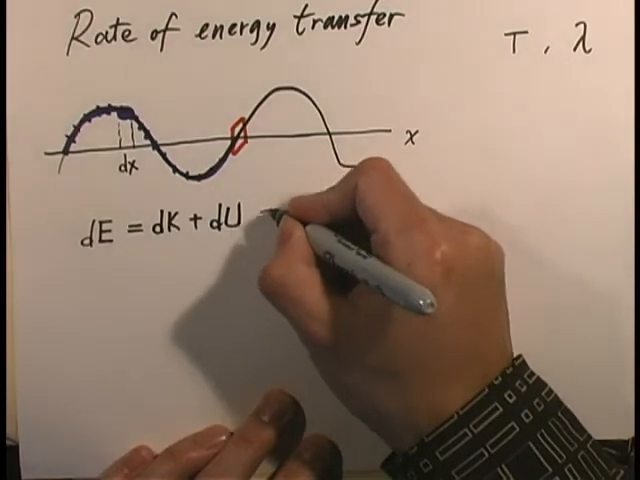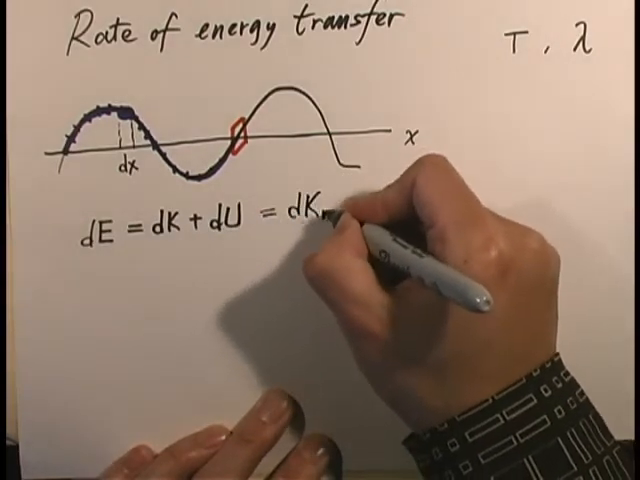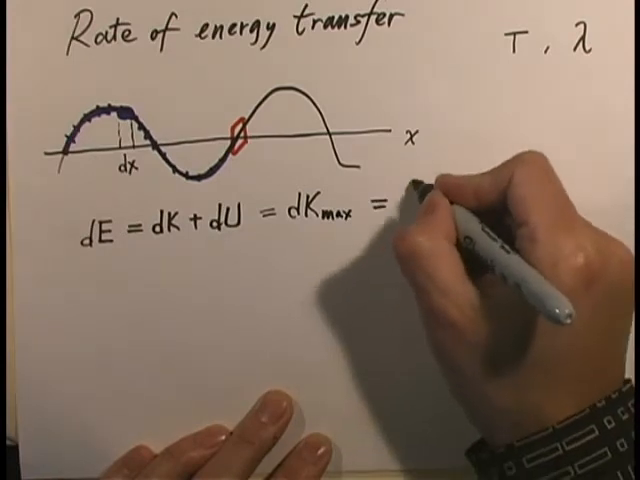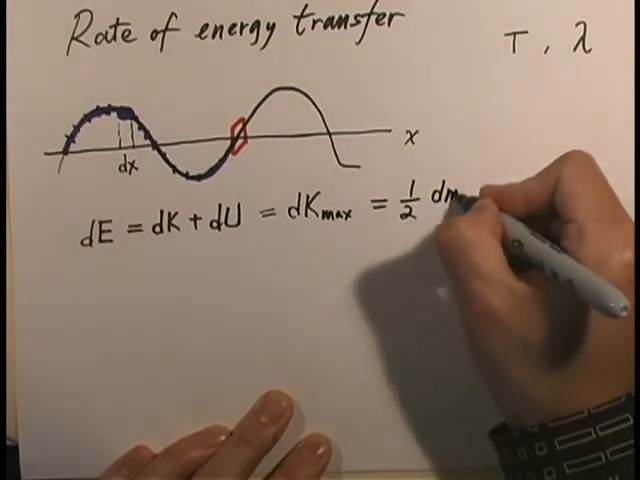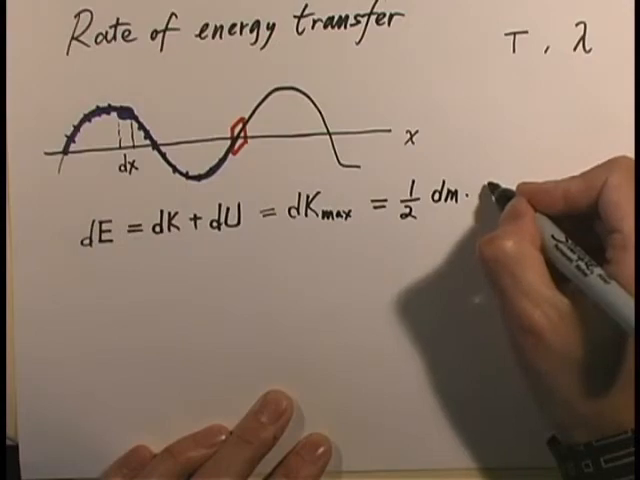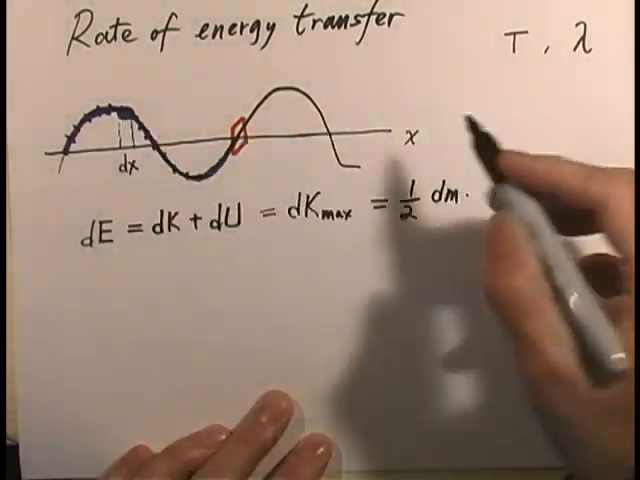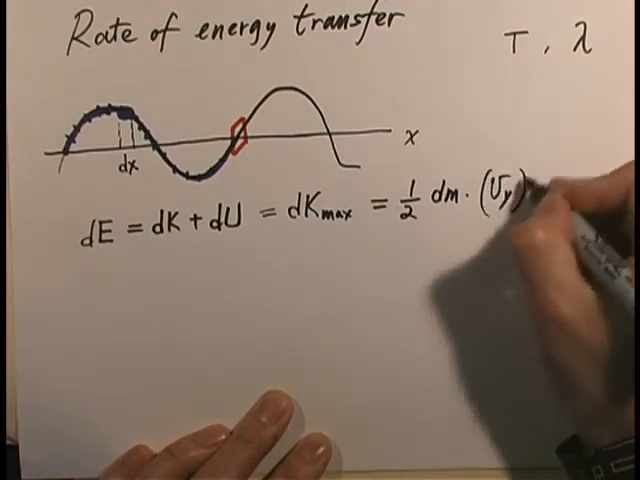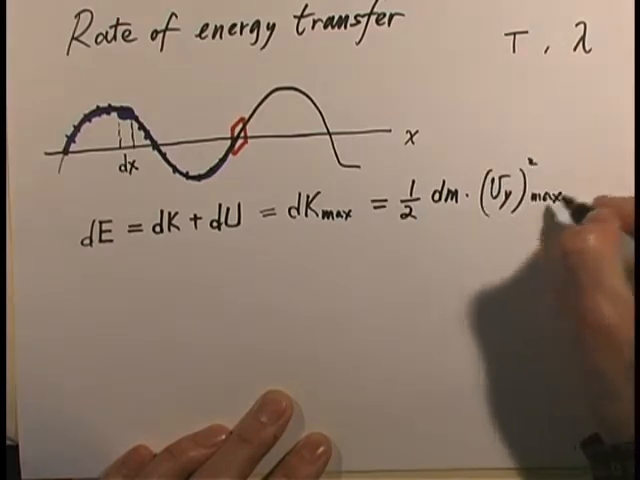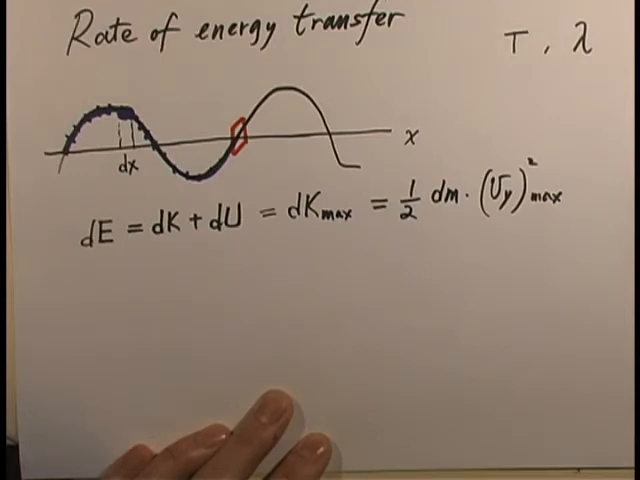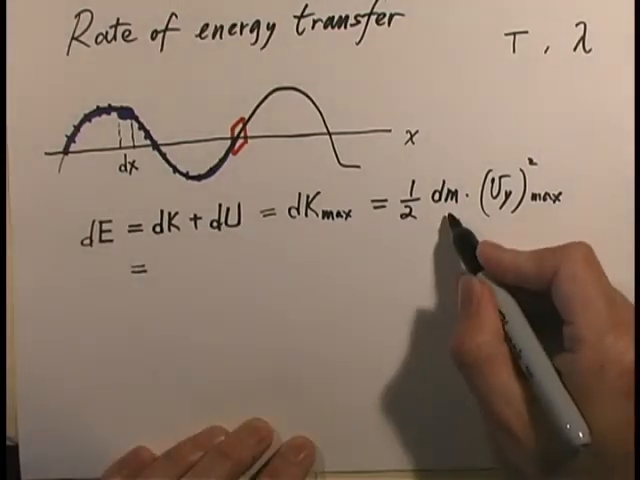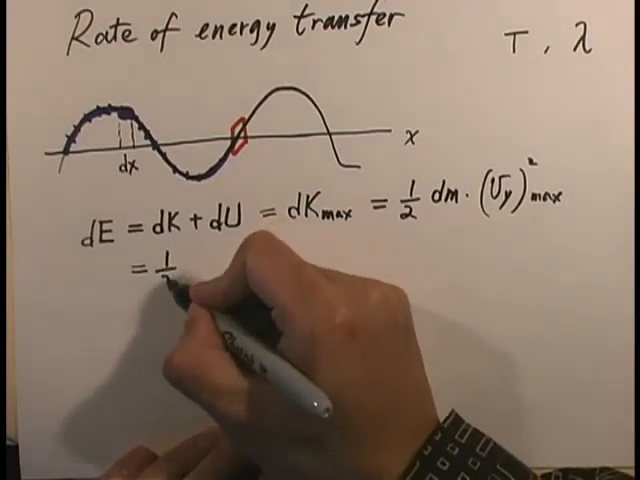So this really equals dK maximum, which equals 1/2 dm, the mass, times the speed of this oscillator going up and down, vy, squared. Don't forget, I have to maximize it. Okay, let's simplify this calculation. What is dm? Isn't that mu dx? Okay, mu dx.